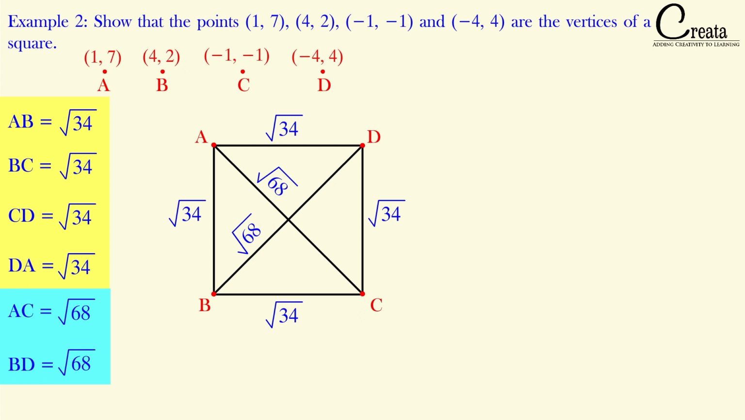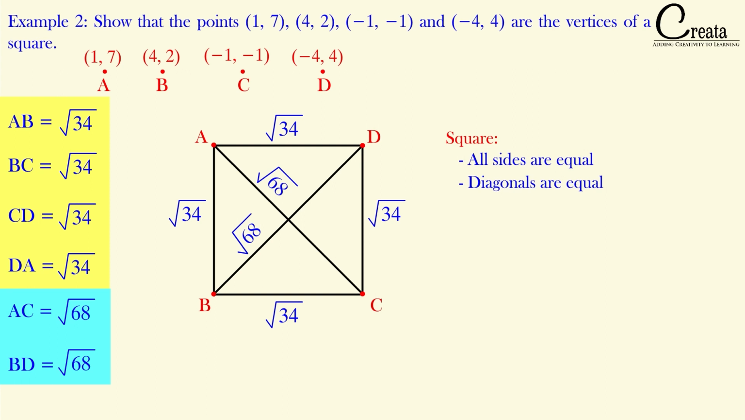So what is the type of quadrilateral in which all the sides are equal and the diagonals are also equal? That is a square. A square has the property that all the sides are equal and the diagonals are also equal.